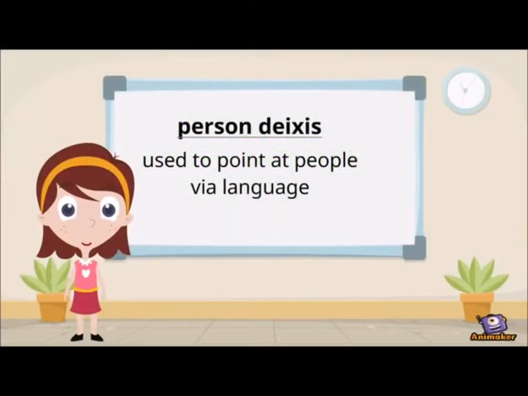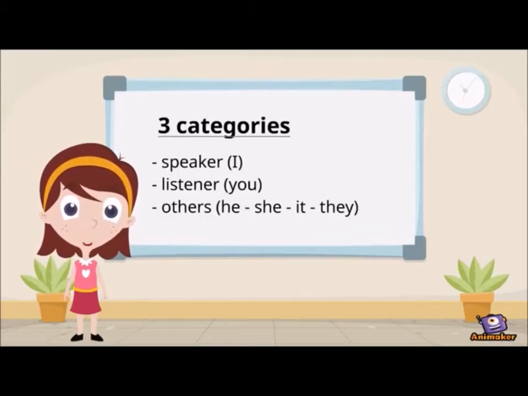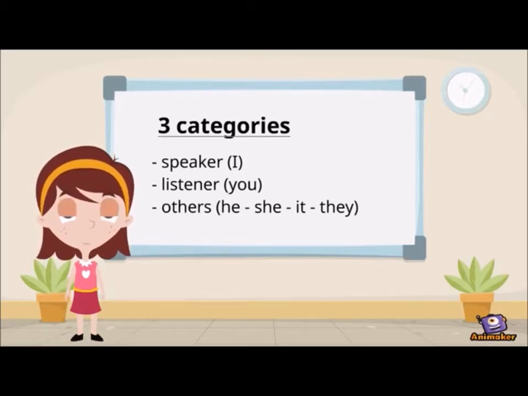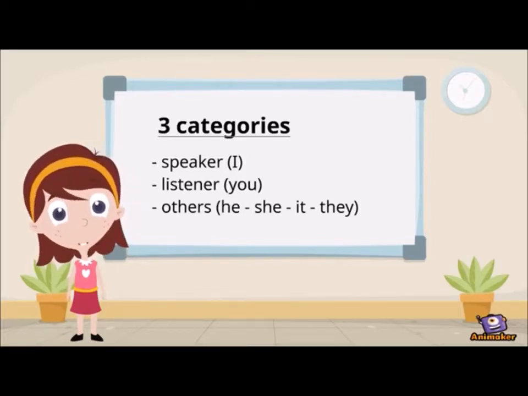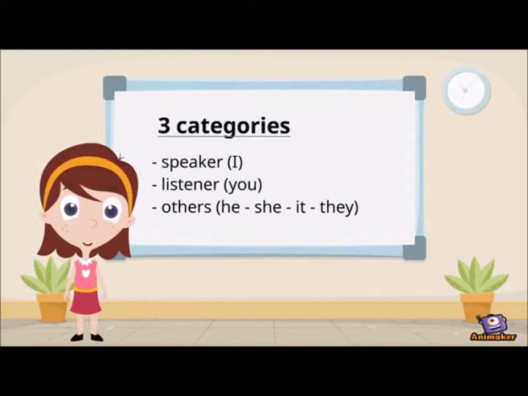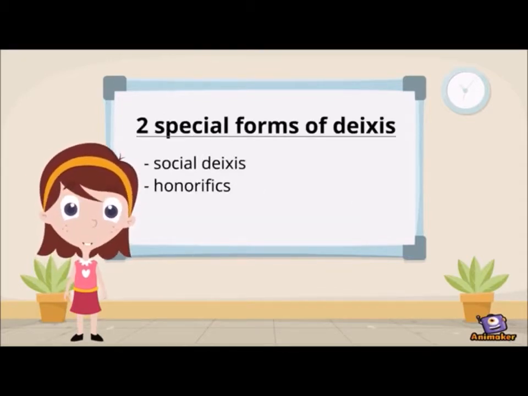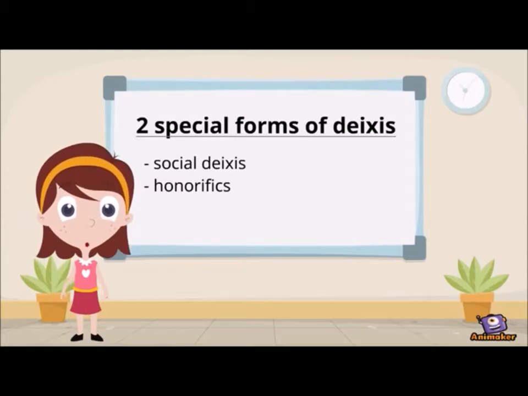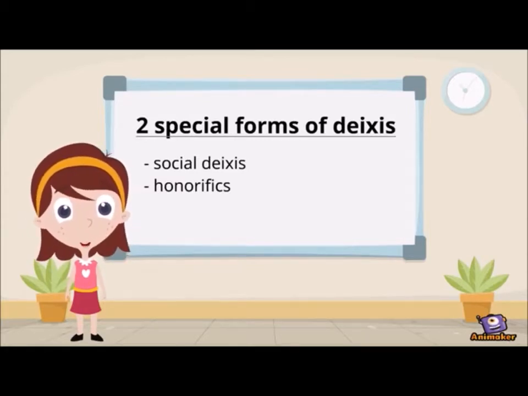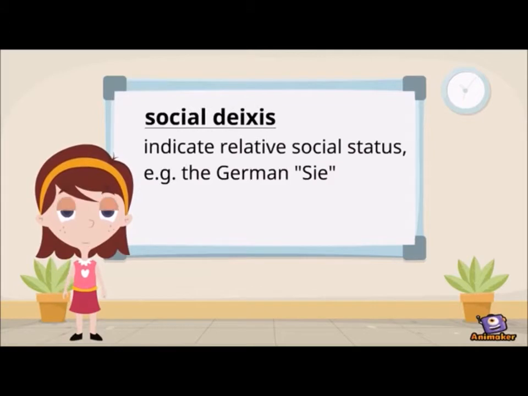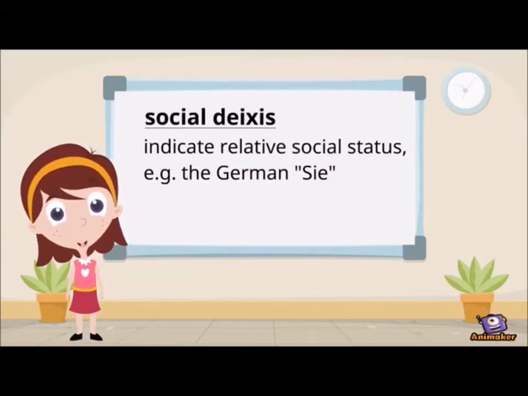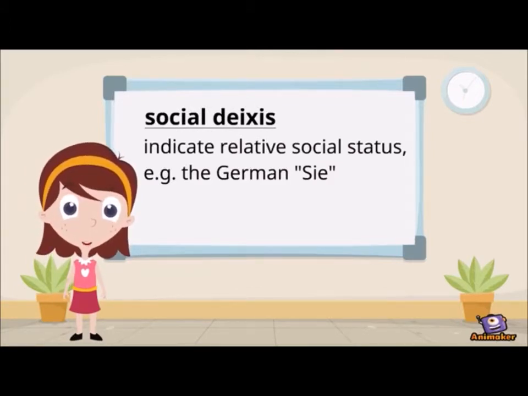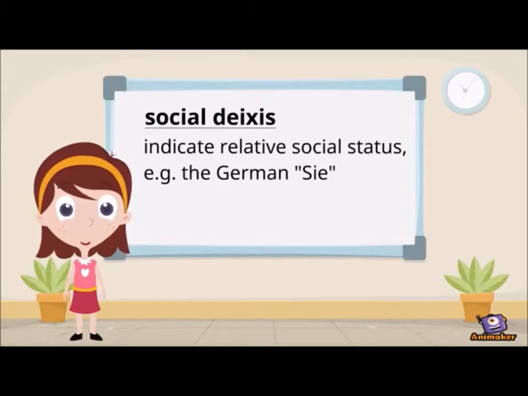Person deixis is used to point at people via language. There are three categories: the speaker I, the listener you, and others such as he, she, it, they. Also, there are two special forms of person deixis: social deixis and honorifics. Social deixis are forms used to indicate the relative social status. For example, the German Sie indicates that the speaker has a lower social status than the listener.